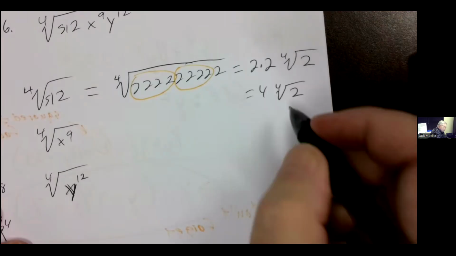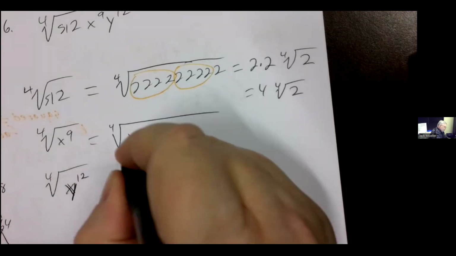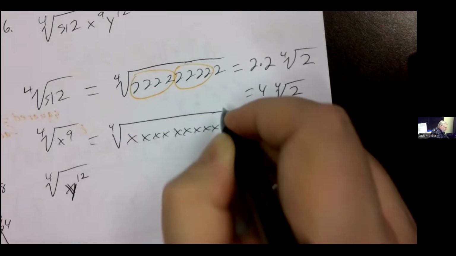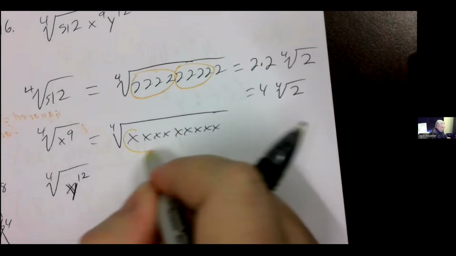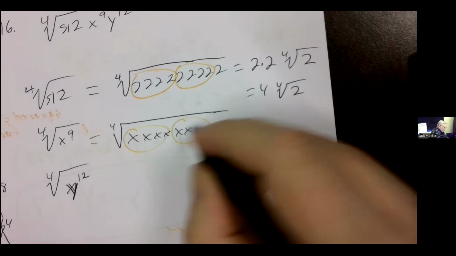Do the same with, sorry, x to the 9th. There are 2 groups of 4 x's with 1 left over. So 2 x's makes x squared, and the 4th root of x.